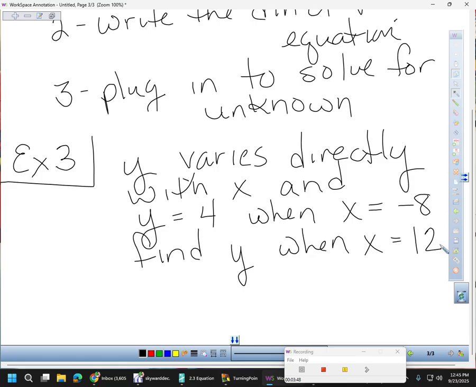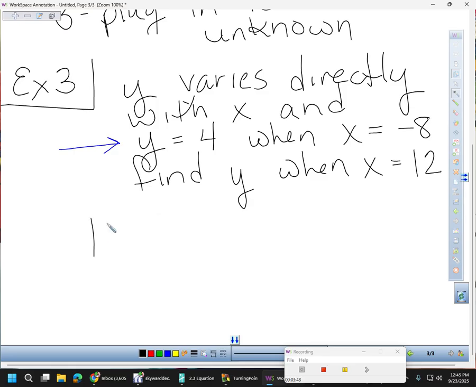All right, so the very first thing we have to do is we've got to find k. So we're going to use our first line of information, this first line right here, to find k. So I have k equals y divided by x. So my y is 4, my x is negative 8. So k equals negative 1/2. That was step 1.